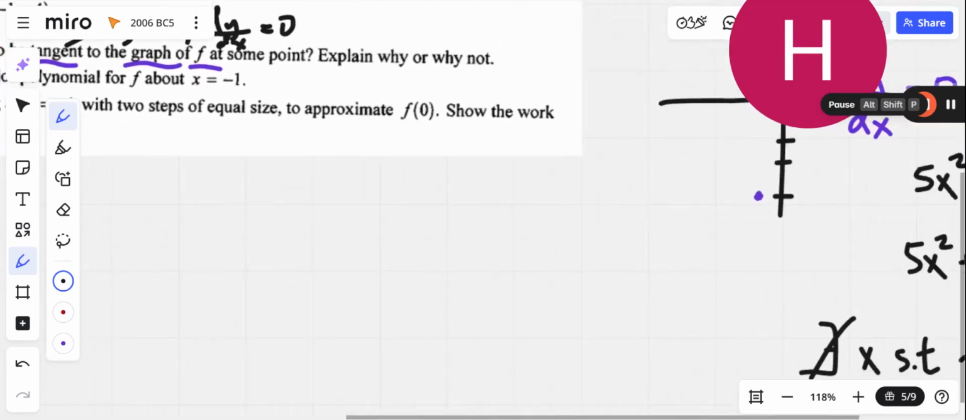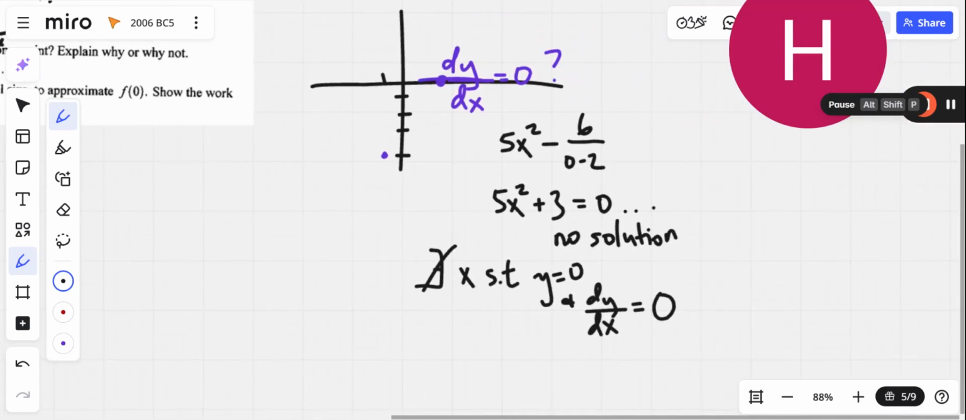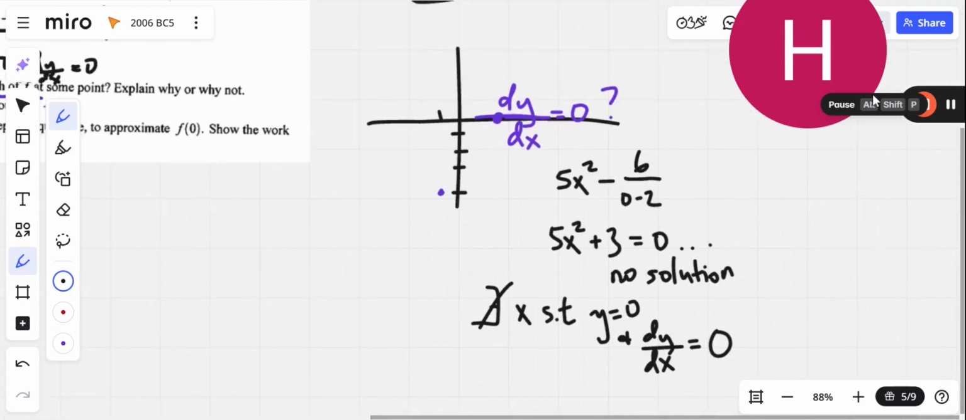Impossible. Cannot be done. So that requires a little bit of thinking that maybe an AB student wouldn't be a huge fan of doing. However, that's how you solve it. Yep.